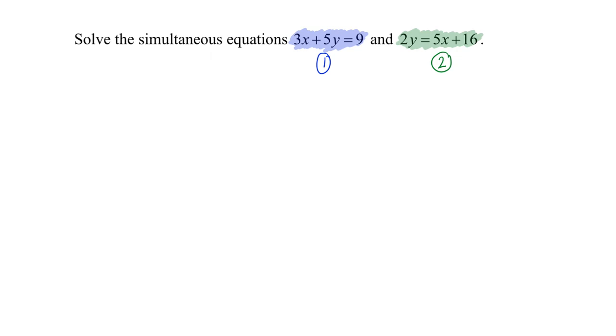I also see that my equation 2, the way it's positioned, is 2y equals 5x plus 16. So this is what Mr. Tan is going to do. There are two methods that you can use to solve simultaneous equations, either elimination or substitution. For this particular question, Mr. Tan would use the substitution method.